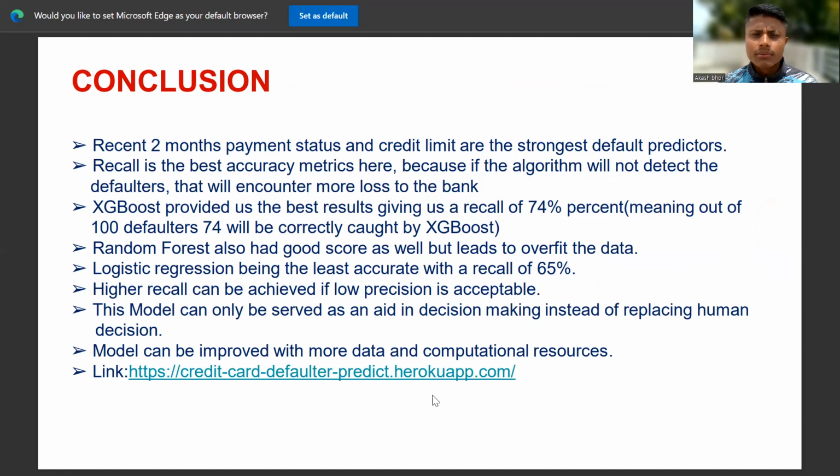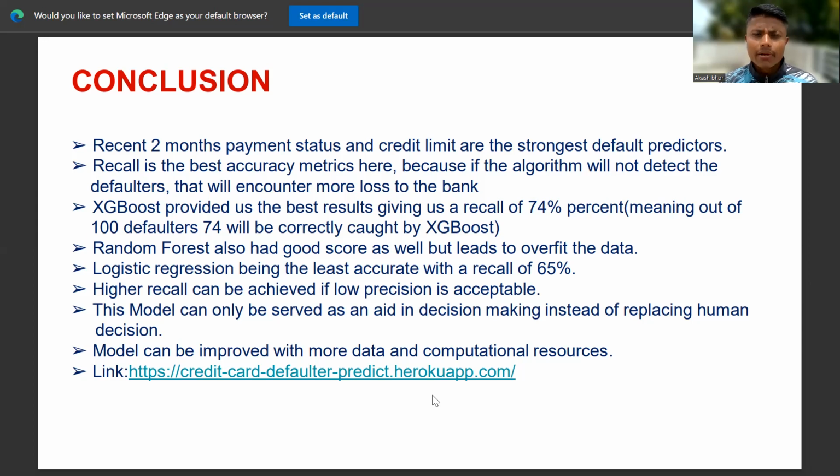Recall is the best accuracy metric here because if the algorithm does not detect the defaulters, that will incur more loss to the bank. XGBoost provided us the best result, giving us a recall of 74%, meaning out of 100 defaulters, 74 will be correctly caught by XGBoost. Random forest also has a good score, but leads to overfitting the data. Logistic regression is the least accurate, with a recall of 65%.